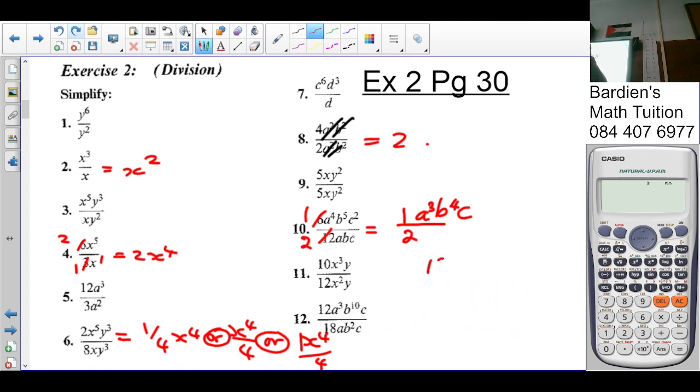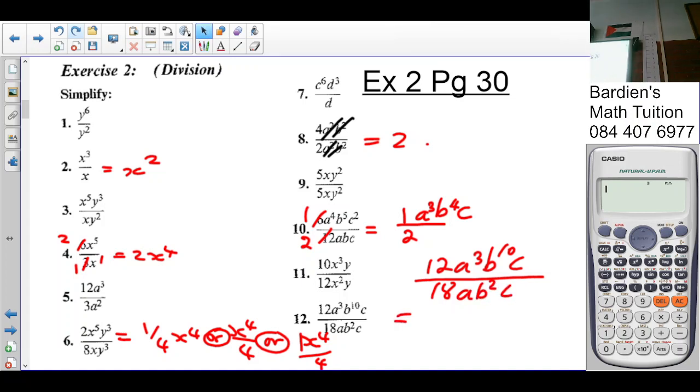If you are given 12a cubed b 10c over 18ab squared c. We check what number goes into 12 and into 18 without remainder. 6. 6 goes into here twice. 6 goes into here thrice. So it's going to be 2 over 3.